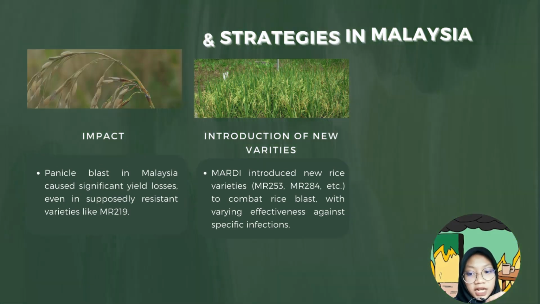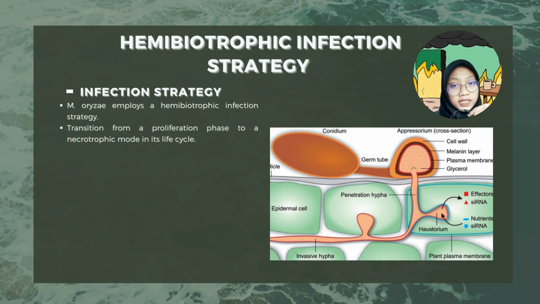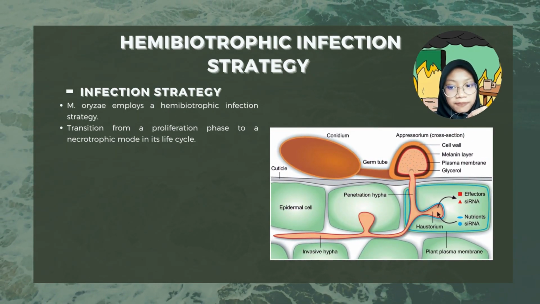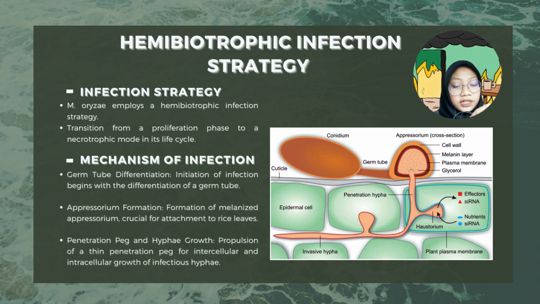Magnaporthe oryzae, the main player causing the rice blast disease, has a fascinating infection game plan. Its hemibiotic strategy mixes both friendly growth and destructive attack. Instead of a straightforward approach, M. oryzae smartly shifts from being a good guest inside the living host cell to causing damage like a foe, adapting its plan based on the host plant's stage. Now, let's get into the nitty-gritty of how M. oryzae pulls off these clever strategies.